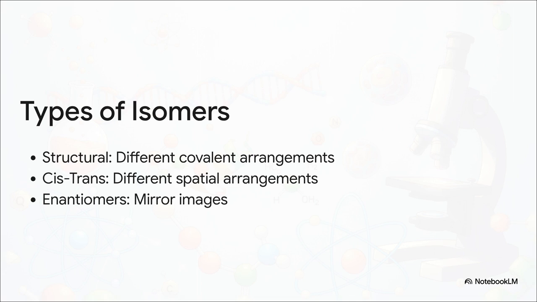In biology, enantiomers are incredibly important. Because biological systems are so precisely shaped, using the wrong mirror image enantiomer can mean the difference between a highly effective life-saving drug and one that is completely inactive or even harmful.